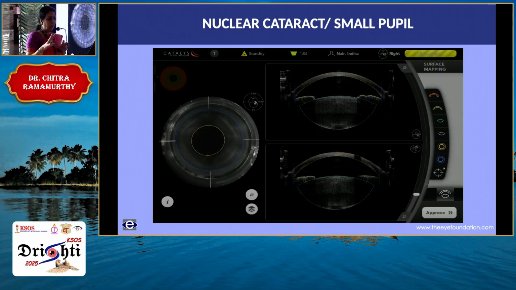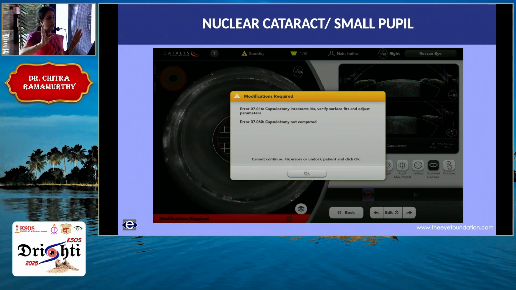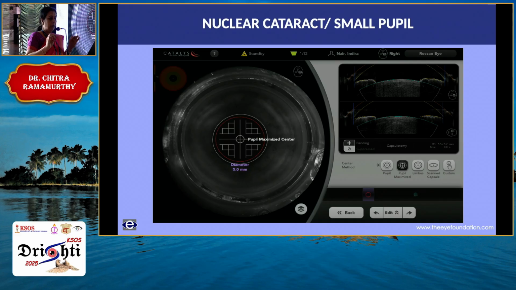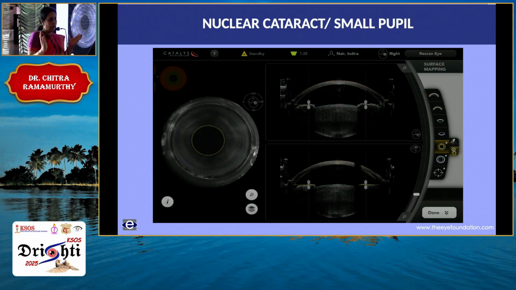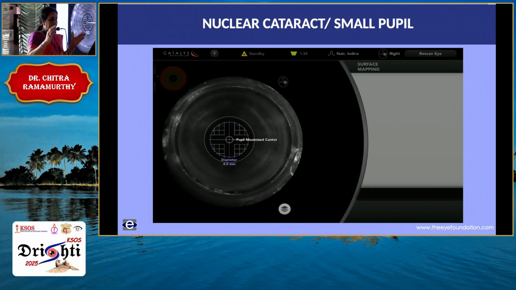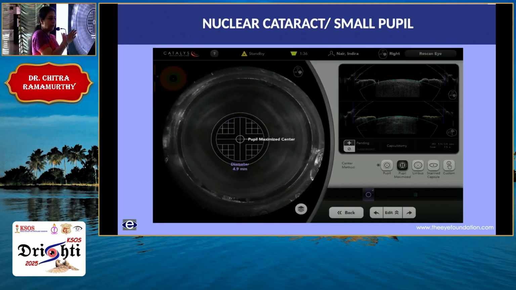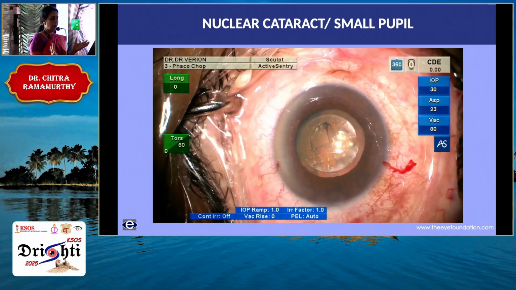Now, this is a small pupil. Now you are on the femto platform. What you can do here is, you can enlarge the rexis, which is called a pupil maximized mode. Manually, you are allowed to do it, because you need to be just 100 micron away from the iris. Because if it touches the iris, the prostaglandin release would cause pupillary miosis. But here, a 4.4 was enlarged to 4.9, and that gives you fairly adequate, and that would extend a little more once you start your surgery.